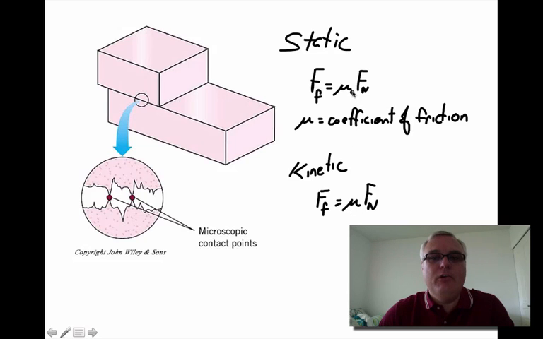Up here we have the coefficient of static friction, and for kinetic friction we use a different coefficient. So when the object is in motion, there's a different amount of friction. And the coefficient of static friction is always going to be greater than the coefficient of kinetic friction.